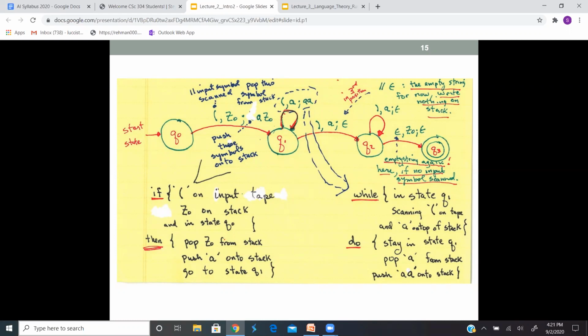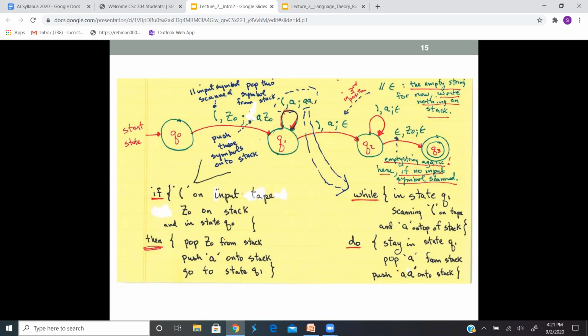So z sub 0 is on the stack, and you're in state q sub 0. That's the way you should interpret this. That's state q0, that circle. And the next thing we see is a left paren. Very nice. There's a z sub 0 on the stack. The other head is scanning this. Again, you got to use your imagination. You see your notes. You may want to print your notes out so you can refer to a few pages at once. Z sub 0 on the stack, and you're in state q sub 0. Okay. Then what you should do is pop z sub 0 from the stack. Okay. Push an A onto the stack.